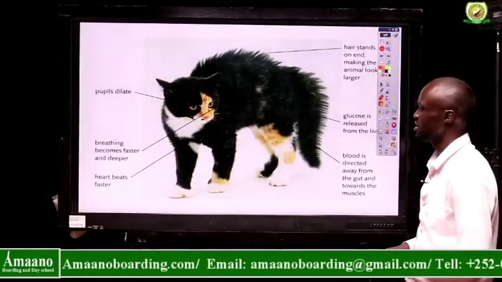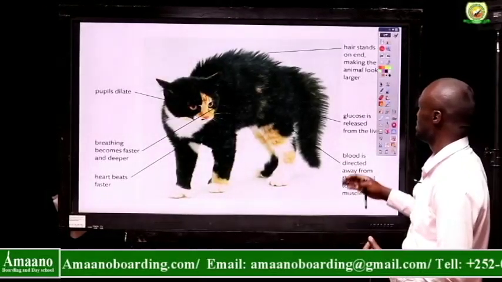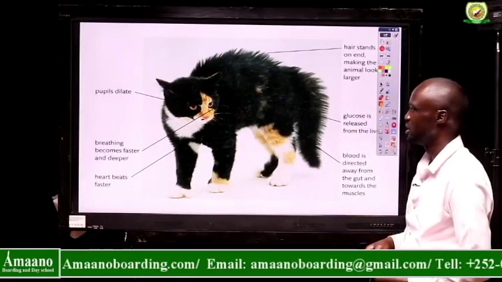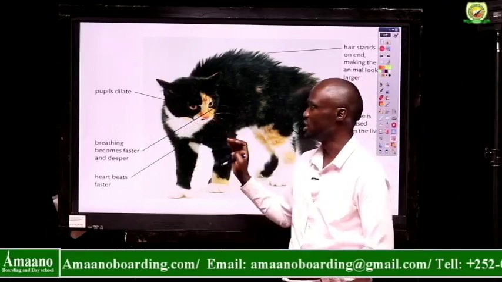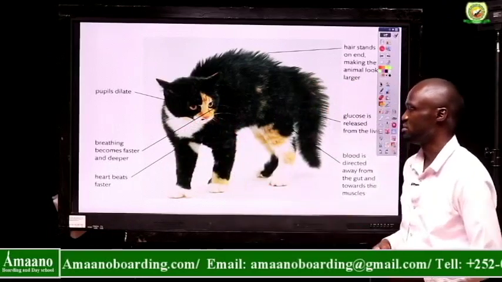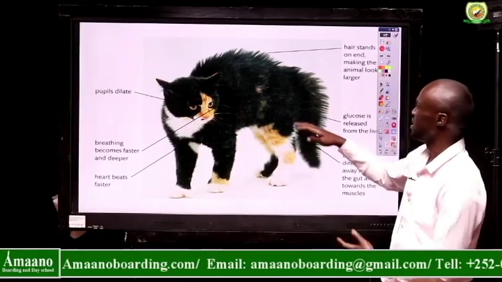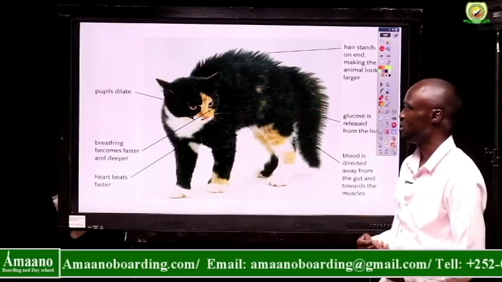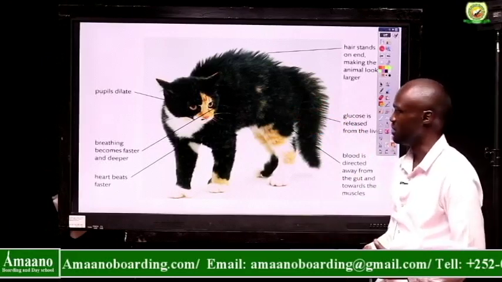So we have this illustration. You can see we have this cat. You can see that a number of organs are being affected by this adrenaline. The pupils are dilating, breathing becomes faster, heart rate increases. You can see the hairs are standing upright and the cat appears bigger so that it can scare its enemy.